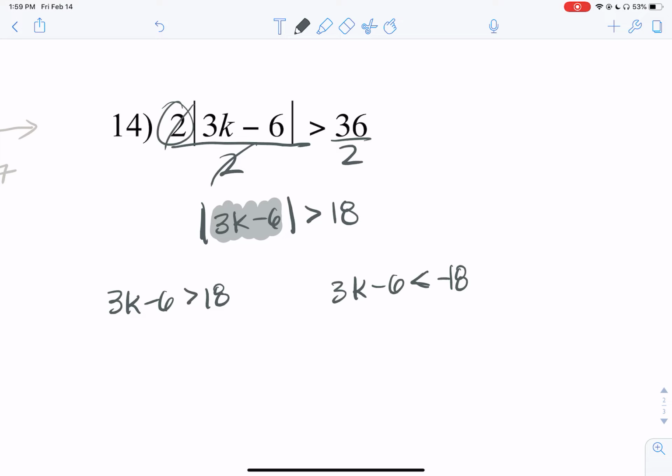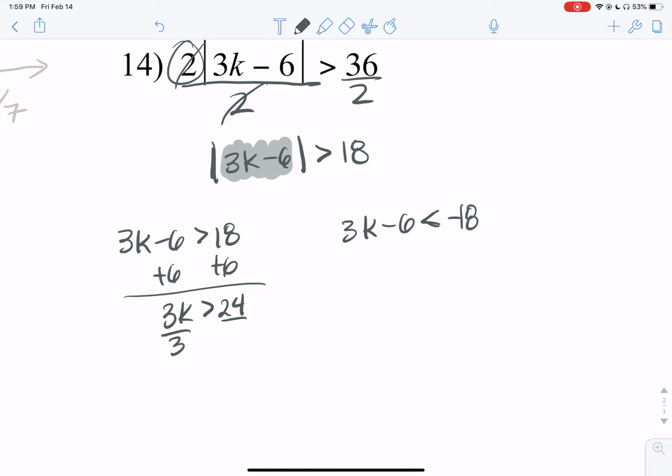All right. So now that we have again the two cases, this is where we can actually continue solving it from everything on the inside. So for the one on the left, we'll start by adding 6 to both sides, and we get that 3k is greater than 24.